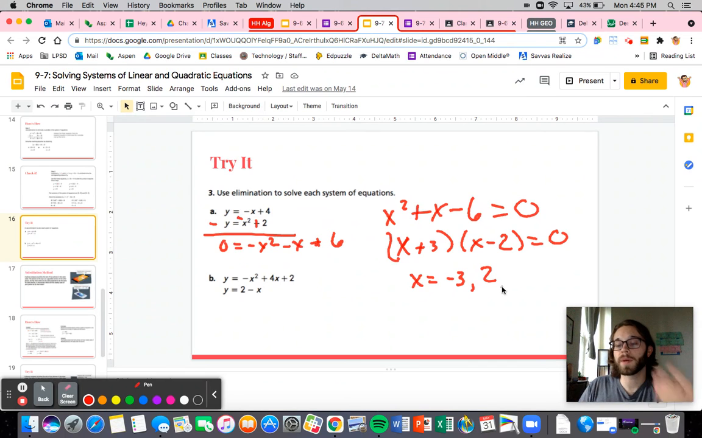So this is essentially what we're going to do each time. You are going to either rewrite them by substituting and then solving for 0, and then using whatever method you see fit to solve the quadratic equation. You could graph them. Or you can, again, use elimination. Any of the above will work, but they will all come up with the same solutions.